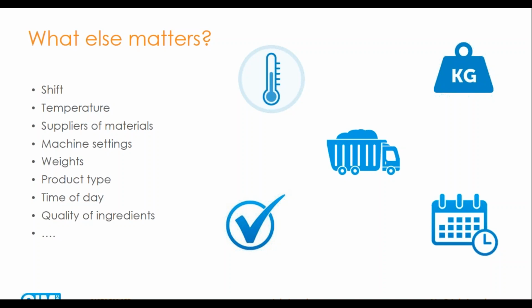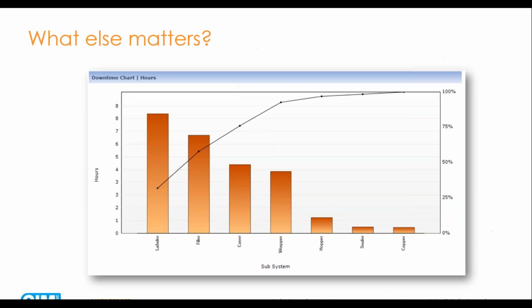Maybe just different product types have different coloured labels on, or shiny surfaces as opposed to dull surface, and that affects the quality. Maybe the time of day, maybe the quality of ingredients. There could be numerous factors that also impact what is happening. So beyond the very easy quick wins, you need to start to look a little bit deeper. And a good example of that is here. So I've got a quick Pareto chart here that shows us where on our production line we experience most of our downtime issues.